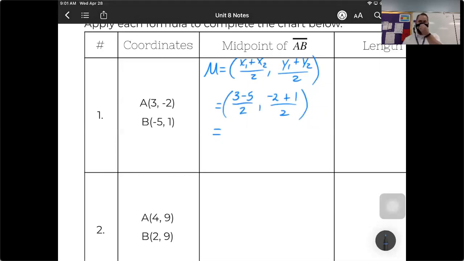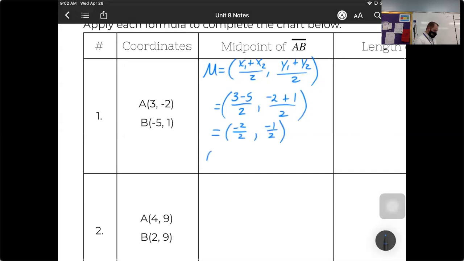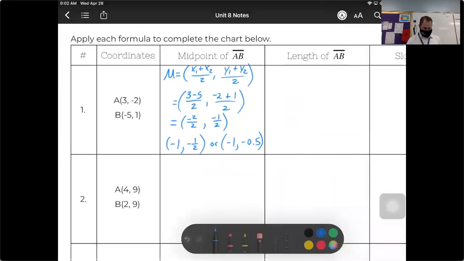You might get fractional answers. Since we're dividing by 2, the only way you'd have to write it as a decimal is do 0.5, but you might not have to. When we do 3 minus 5, that should be -2, but I have to divide that by 2 still. And -2 plus 1 is -1. So I could write my answer as (-1, -1/2), because -1 divided by 2 is -1/2, or I could use decimals. I could make it (-1, -0.5). Those mean the same thing. Any questions about that?